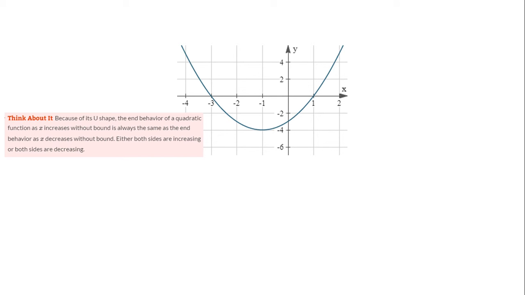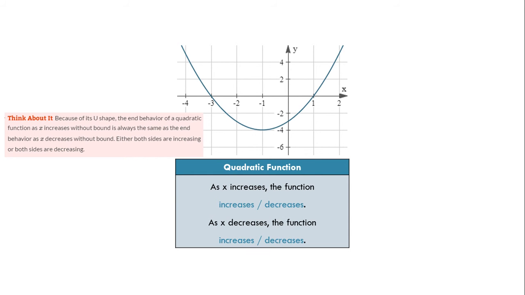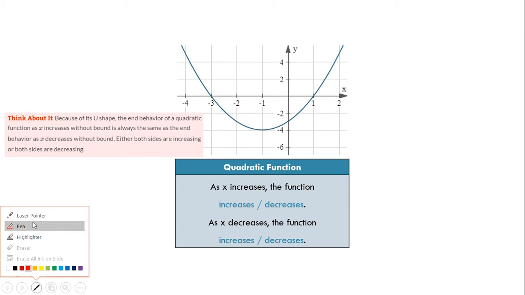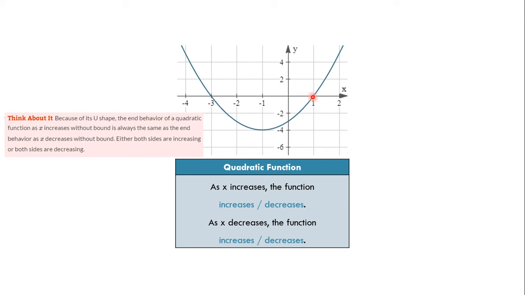But when we look at a parabola here, that quadratic function, because of its U shape, the end behavior of the quadratic function as x increases without bound is always the same as the end behavior as x decreases without bound. Okay, so what we mean by that is as my x's are getting larger and larger, my function is increasing without bound. And as my x's are getting smaller and smaller, more and more negative, I'm also increasing without bound.